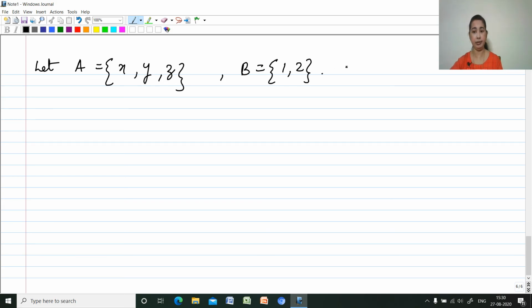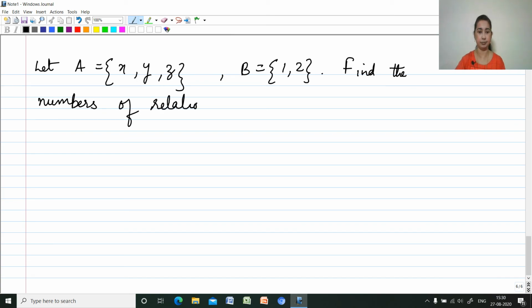Next one. Let A equal the set {x, y, z} and B equal the set {1, 2}. Find the number of relations from A to B.